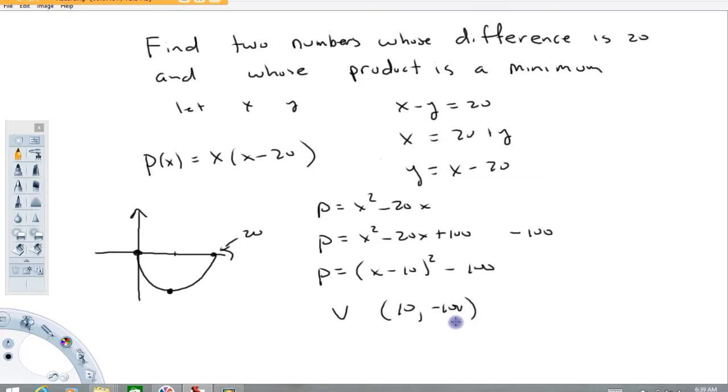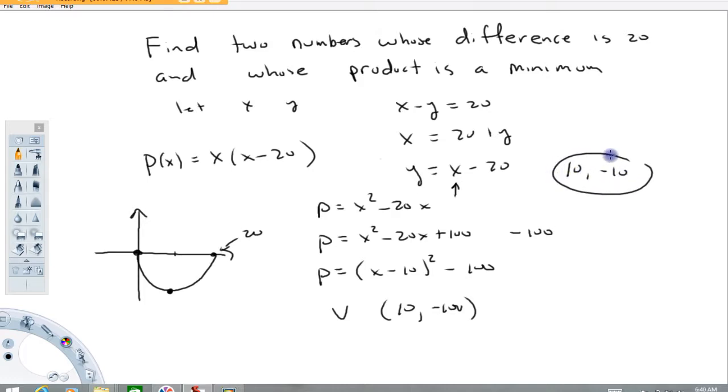Okay, so it says find the two numbers. Well, we found one of them, 10. That's my value for x. The other number is now 10 minus 20, which is negative 10. So the two numbers we're looking for are 10 and negative 10.